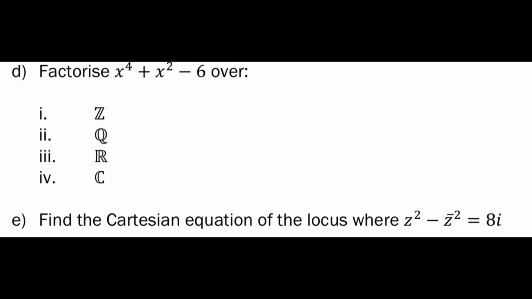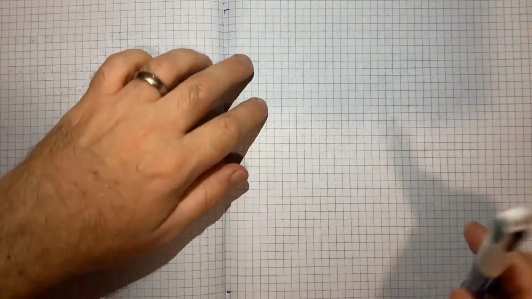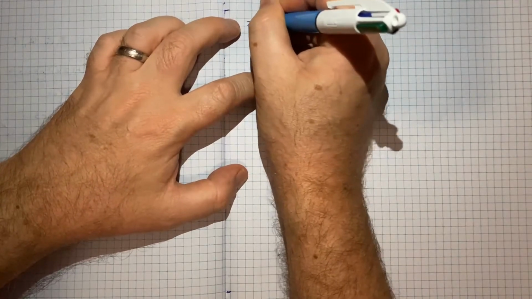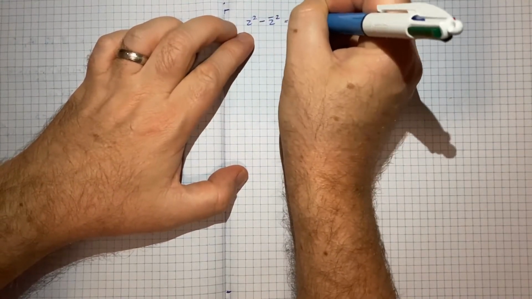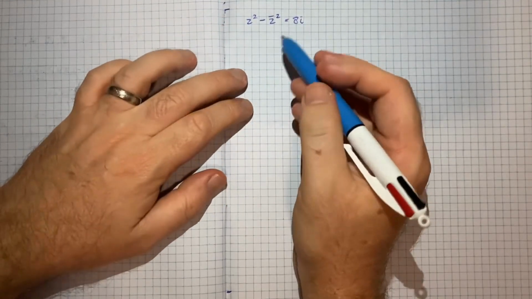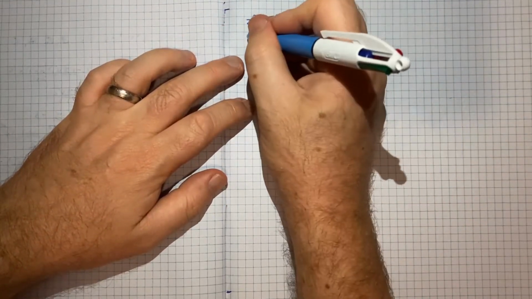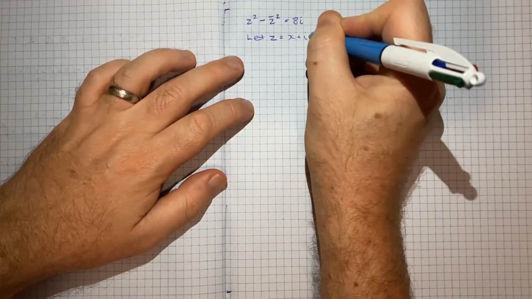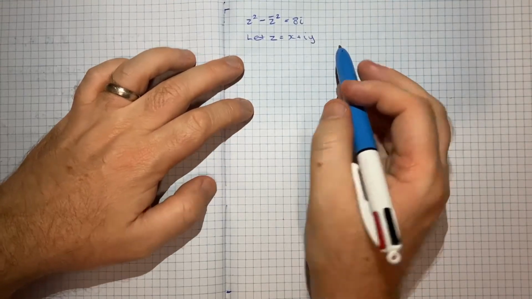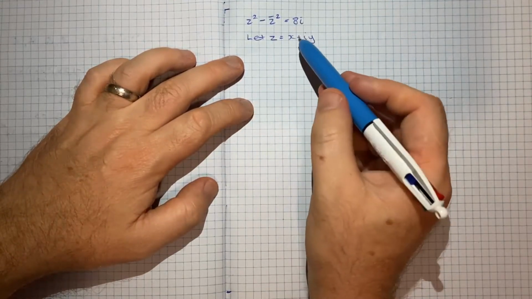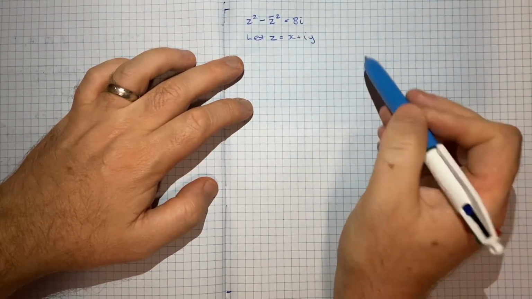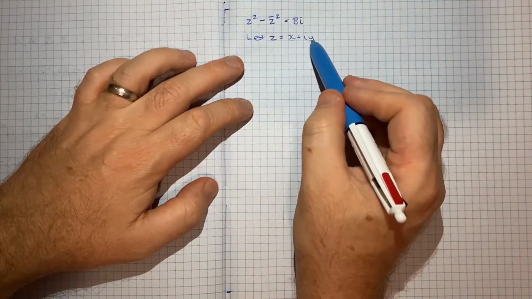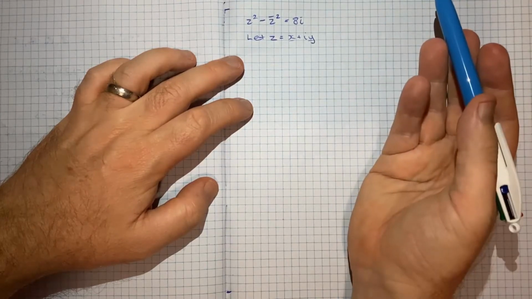So we don't need to worry about drawing it up in an Argand diagram, we just need to work methodically through the algebra here. So we're dealing with z squared minus z bar squared equals 8i. Because we want to get this into Cartesian form, the natural first step is to let z be defined in the format x plus iy, because the locus of z will essentially be how z would plot in the Argand plane for all the varying x and y coordinates that we could have.